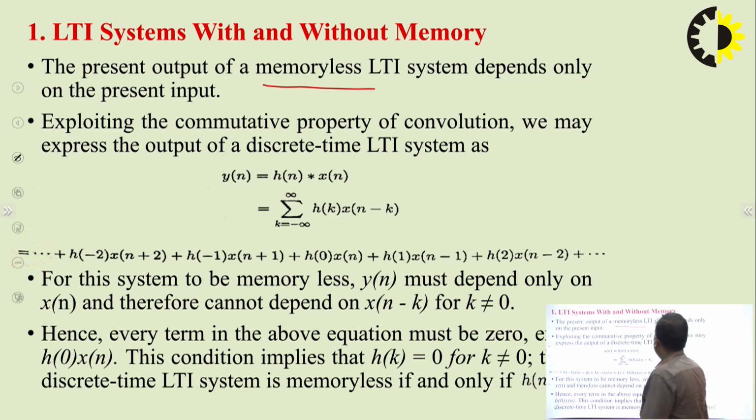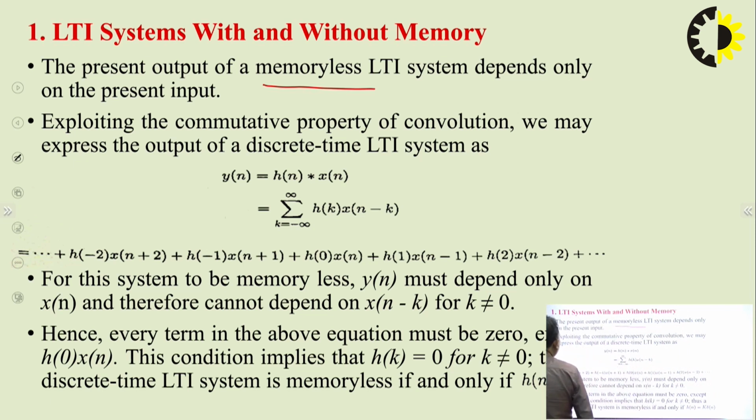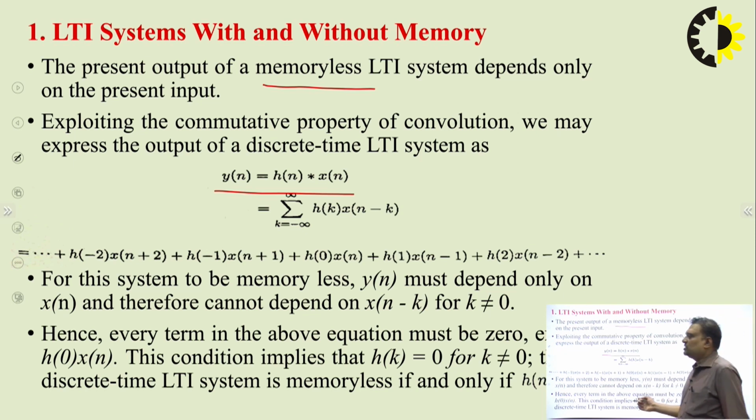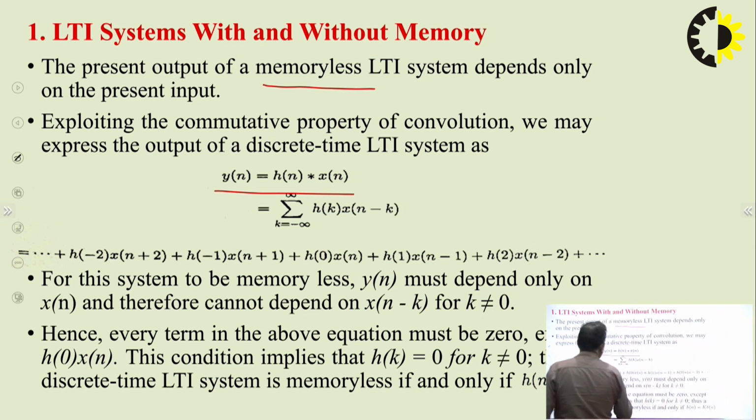Okay, so from the commutative property of convolution we can see a discrete-time LTI system can also be defined as y[n] equals h[n] convolved with x[n]. Basically you have studied y[n] equals x[n] convolved with h[n], but it is equivalent to h[n] convolved with x[n] because this operation is commutative.